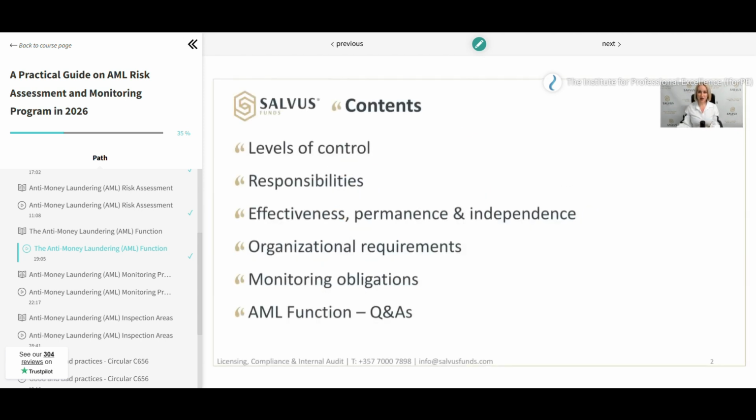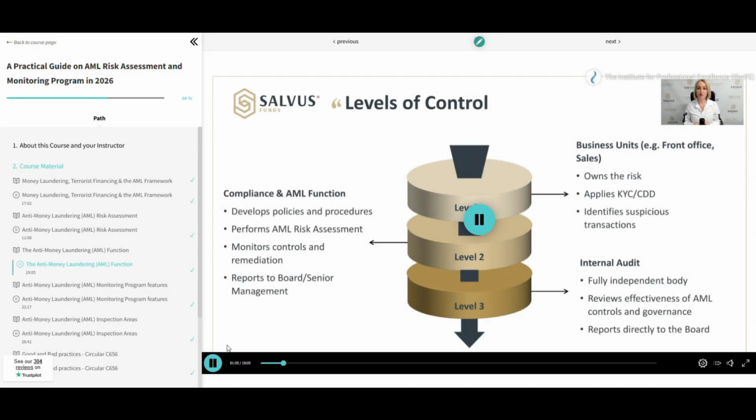In this section, we will cover the levels of control, the responsibilities of the AML function, and the requirements of effectiveness, permanence, and independence. We will also look at organizational requirements, monitoring obligations, and AML function questions and answers. These topics will help us understand where the AML function sits within the firm, what it is expected to do, and how it supports AML compliance in practice. With this structure in mind, we'll start with the levels of AML control.